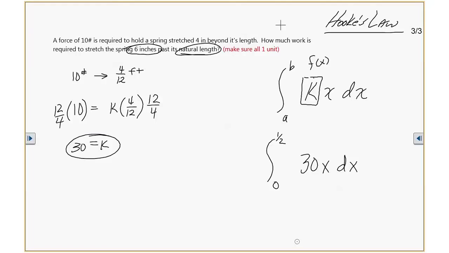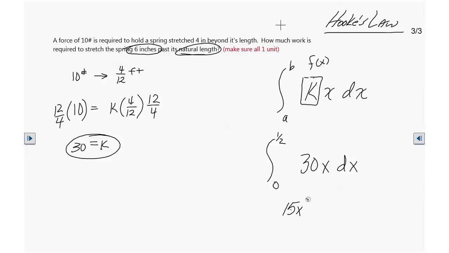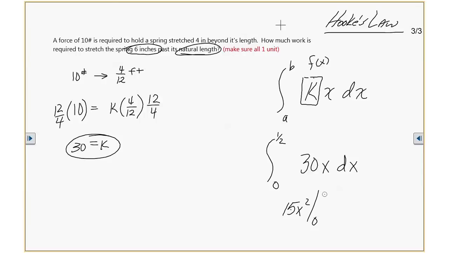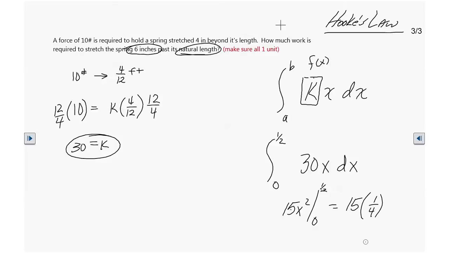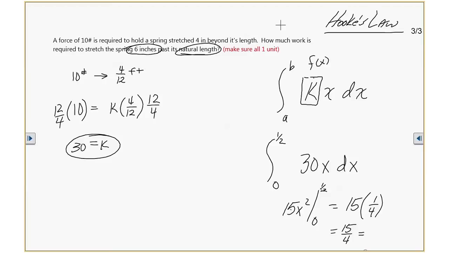So, x squared over 2, does that come out to be 15x squared? Help me out. Evaluated at 0 and 0.5, or 1/2. I'll do the 0 for y'all. 0 comes out to be 0. 15 times 1/4 is equal to 15 fourths. And 15 fourths is equal to what? Well, it came out to be less than 3. I must have passed the 3.75. I thought it was more.